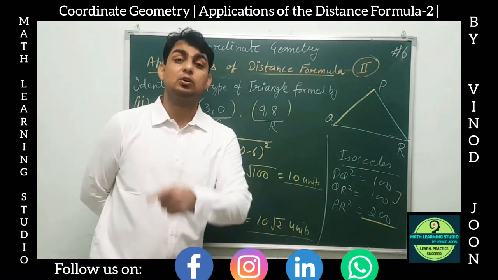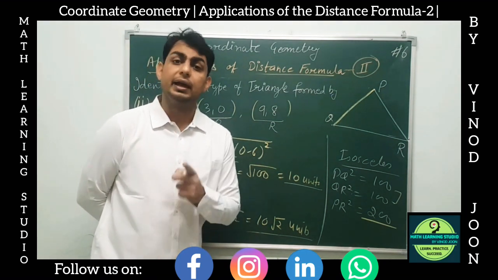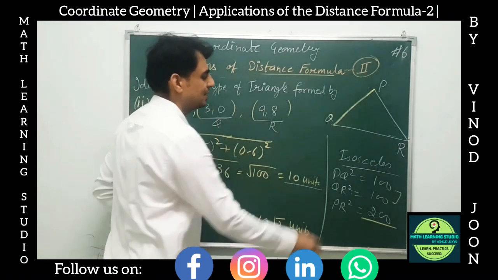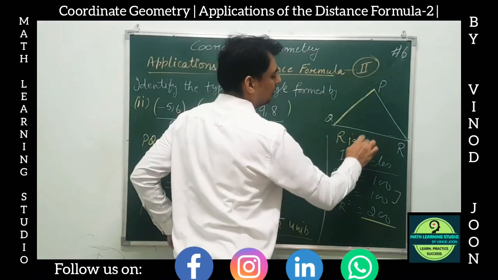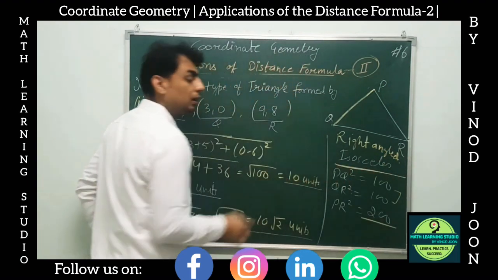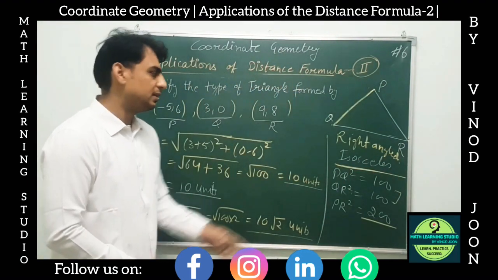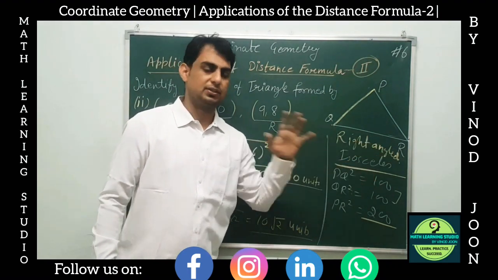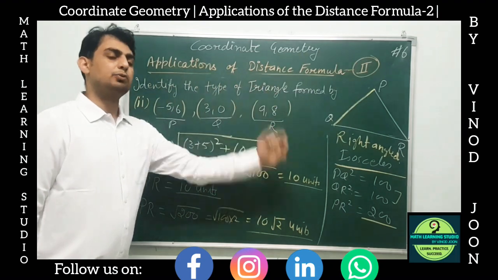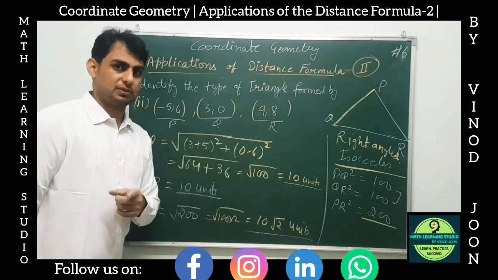Yes, the Pythagoras theorem is verified. And if the Pythagoras theorem is verified, the type of triangle will be, yes, right angled. So this is not only isosceles, but it is also a right angle triangle. So it is a right angle isosceles triangle. Alright, that's the way we apply the distance formula to identify the types of triangles.